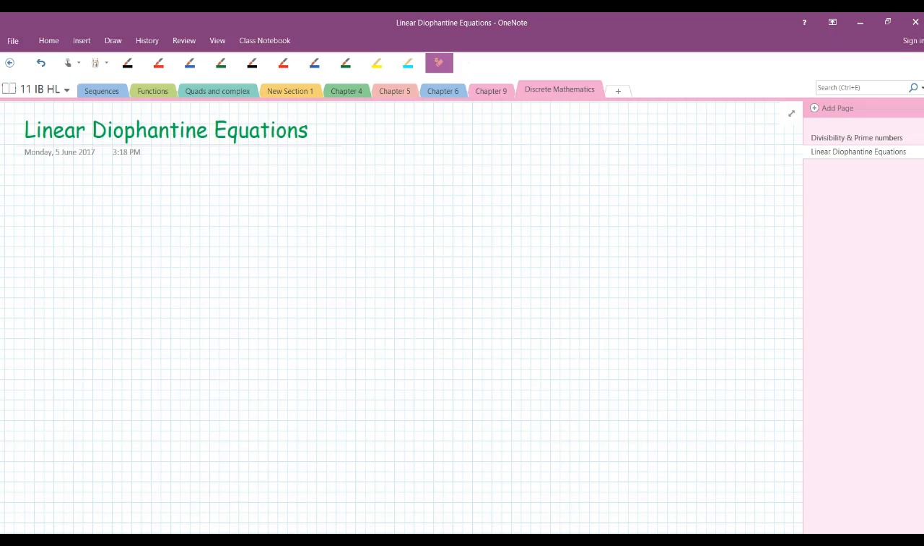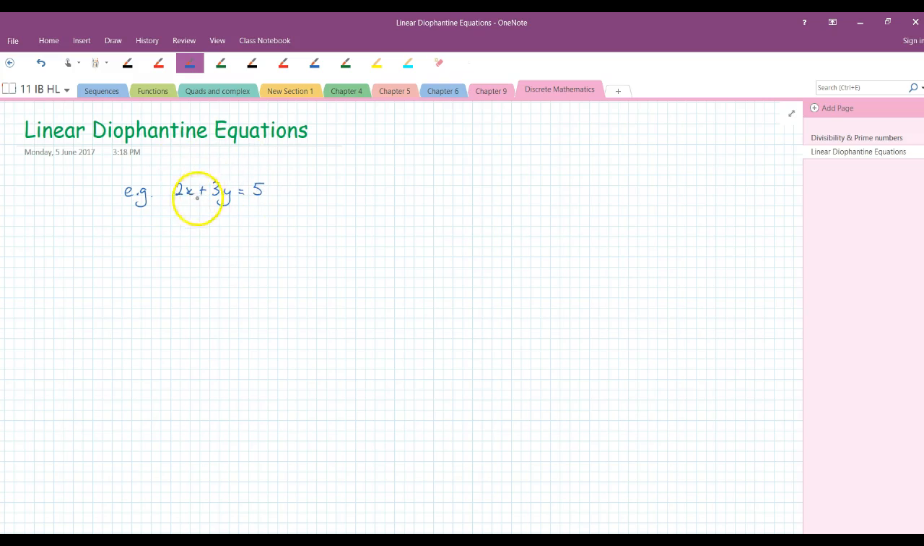Okay, in this screencast we're going to look at Diophantine equations, which are concerned with finding integer solutions to equations. Now we're going to be focusing on linear Diophantine equations. So linear equations you're familiar with. For example, 2x plus 3y, to pinch from the book, equals 5.